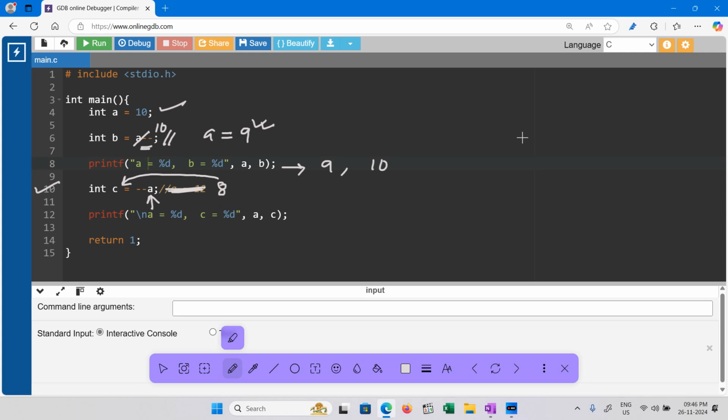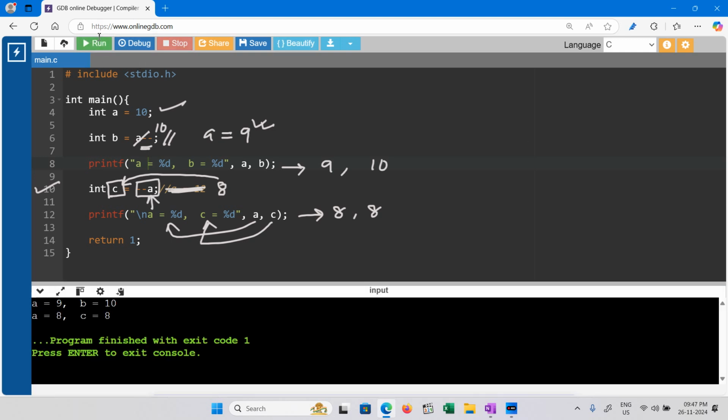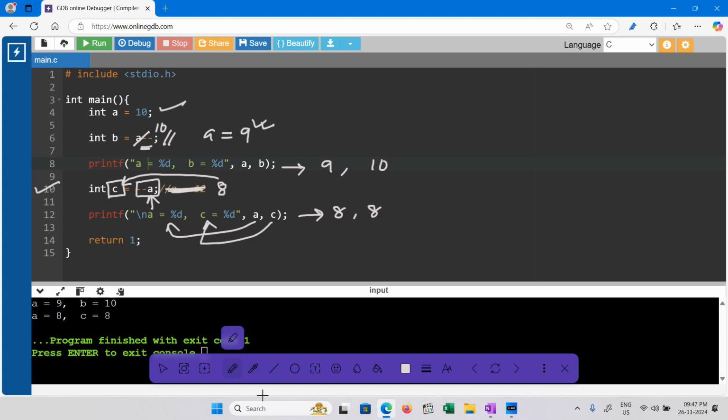It means, remember, after pre-increment or decrement, both the operands will have the same value. Simple. So here it will print 8 and 8. C also 8 and A also 8. Let us just execute and see. Okay, I hope you understand, right? Fine. So be careful. This concept is a little bit different as compared to the simple operators.